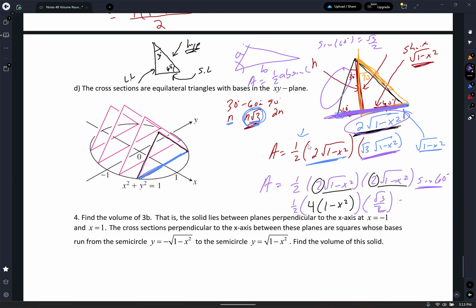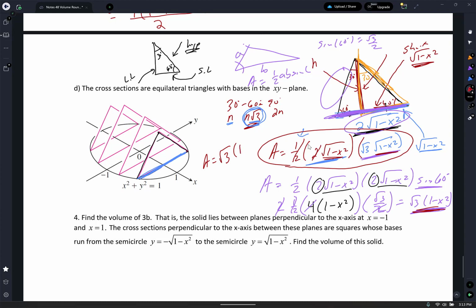And we would have gotten the same thing. Half of 4 is 2, and this 2 and this 2 cancel out, and I would have square root of 3, 1 minus x squared. Okay, so supposedly that's my area formula. Let's see if this gives me the same thing as that. 1/2 of 2 cancel out, and square root times square root, the square root goes away. And look, area equals, using this top one up here, square root of 3 times 1 minus x squared. And we got the same thing as we would have gotten in pre-cal, AB sine C.